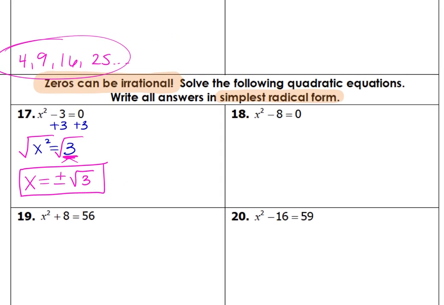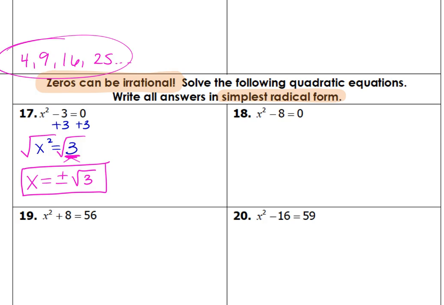Okay, go to number 18. Talk me through the steps. Step 1: plus 8. So I get x squared equals 8. Have we isolated x squared? Yes, we have. Okay, so step 2. What do we do? Square root. You square root.